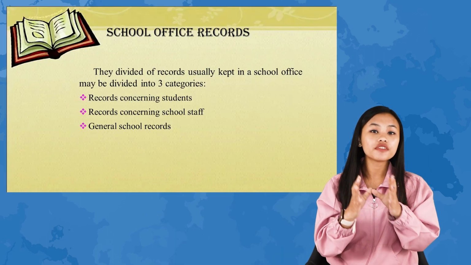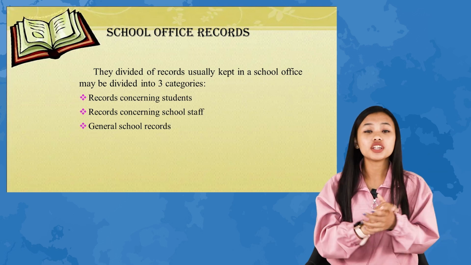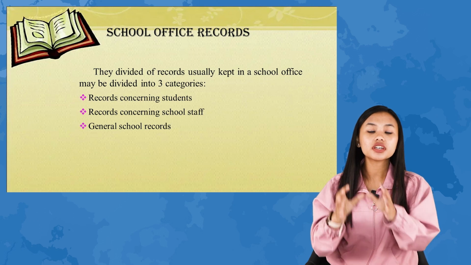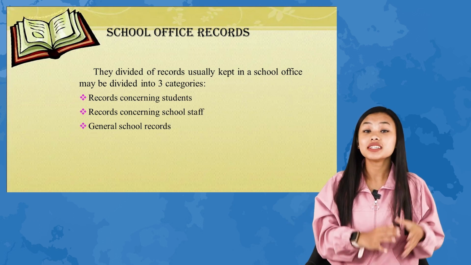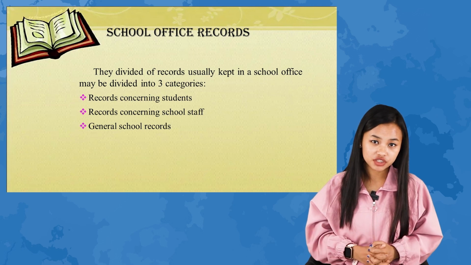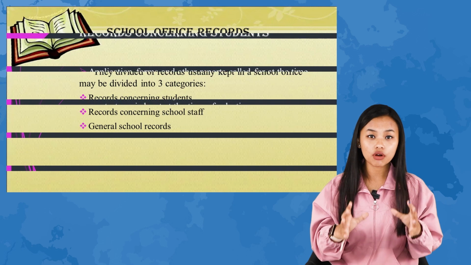Now moving on to the next one, that is the school office record. So the school office record is divided into three categories. The first one is the record which is concerning the student. The second is the records which are concerned with the staff of that particular school. And the third one is the general school record.